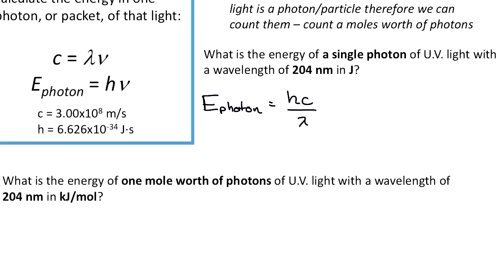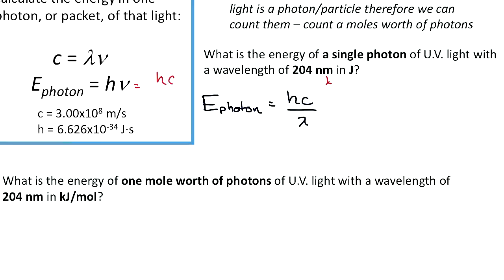work through this question. What is the energy of a single photon of UV light with this wavelength, 204 nanometers? Let's get this in joules. So we will use the energy of that photon equation. Notice that the energy of one photon is related to Planck's constant. Since I'm giving you wavelength here, in nanometers, I'm going to use this version of this equation. So it's hc over wavelength.